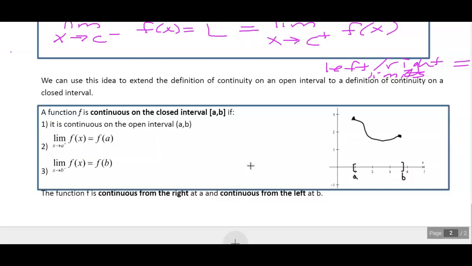Now, we can use that idea to extend the definition of continuity. So a function is continuous, and this is going to be kind of the definition on a closed interval. So now we want to include the endpoints. If our limit from the right of our function is f of a, so that means, so here's f of a, it's that dot, and our limit from above, okay? And then here, limit as x approaches b from below, and that equals the function value. So then you know our endpoints exist.